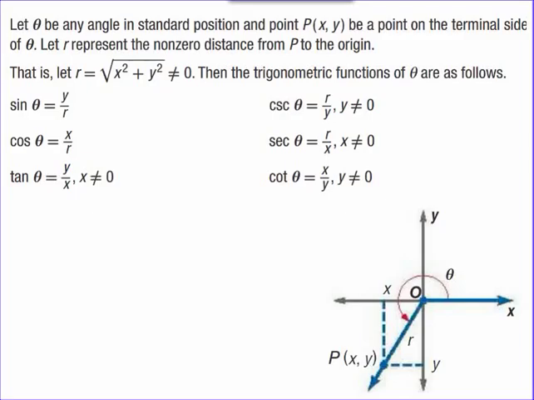Okay, let's go ahead and look at the following. This is taken from your book. It says, let theta be an angle in standard position. Remember, standard position, we start on the positive x-axis. And point P be a point on the terminal side of theta. It says let R represent the non-zero distance from P to the origin. What is another name for R? Radius. So basically, R is nothing more than the radius. So when you see R, that means radius. That is, let R equal the square root of x squared plus y squared, which is not equal to 0.